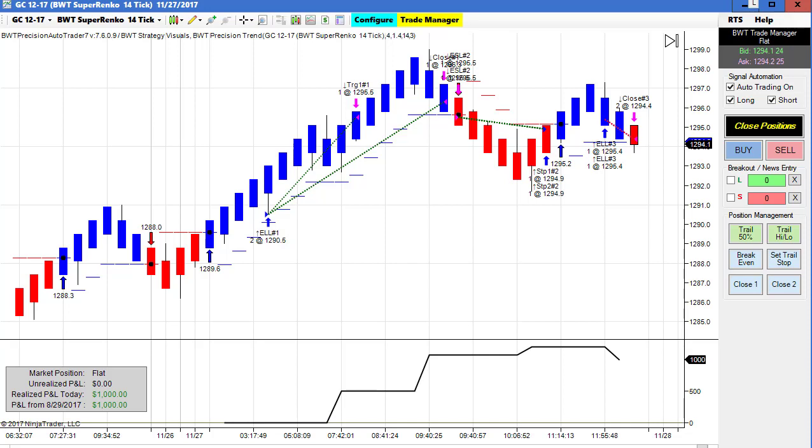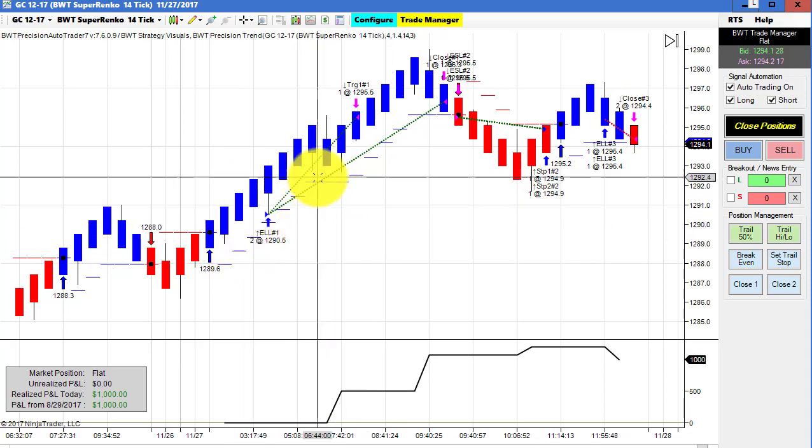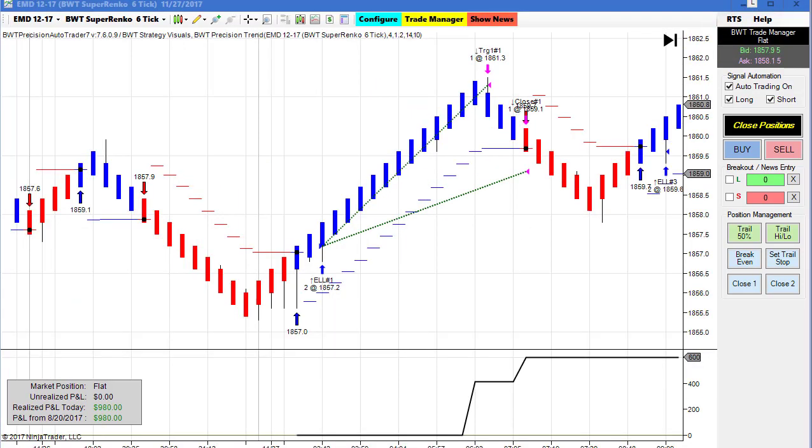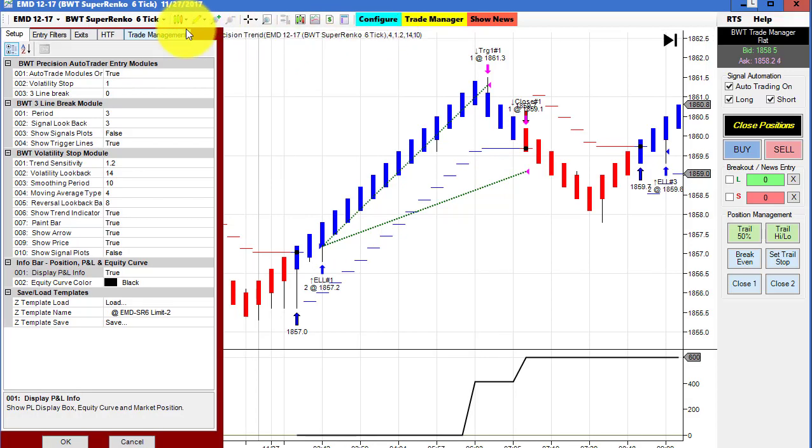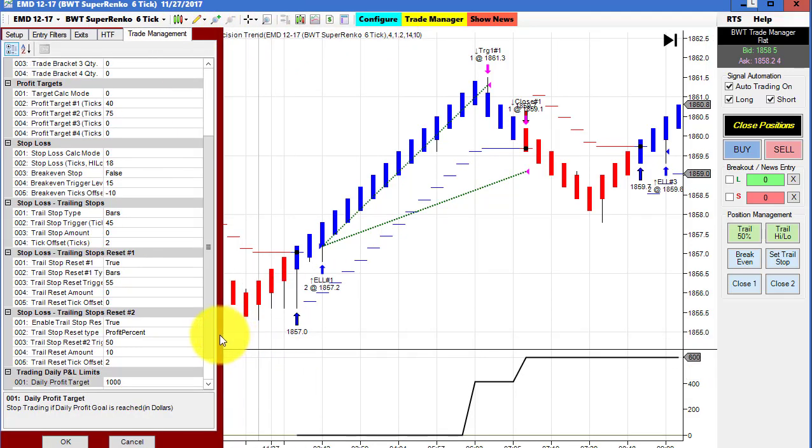Quite good. Super Renko 14 tick seems to be a good size for a number of markets as it has fewer swings and you tend to get the runners, as you can see here. Okay, next up is the mid cap on a Super Renko 6 tick chart, and this did 980 for the day. The profit goal on this one is 1,000.